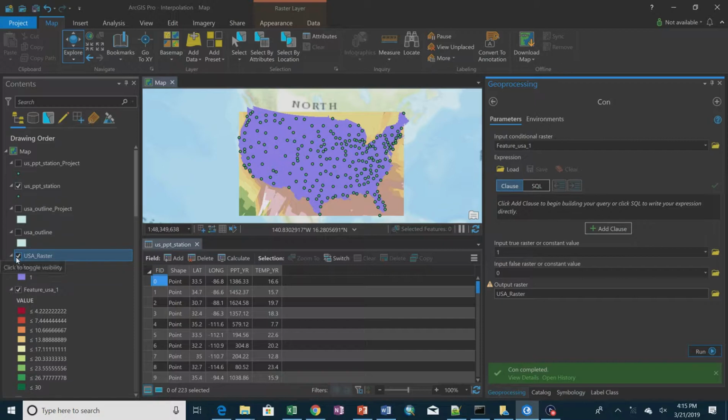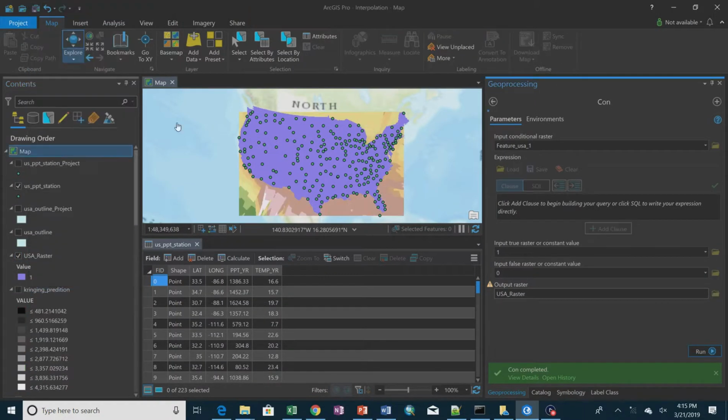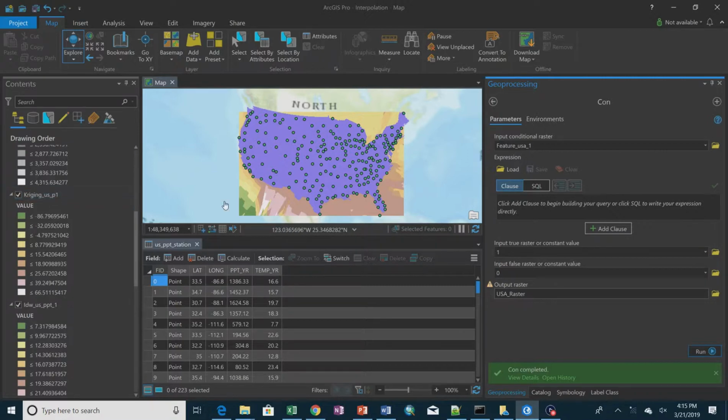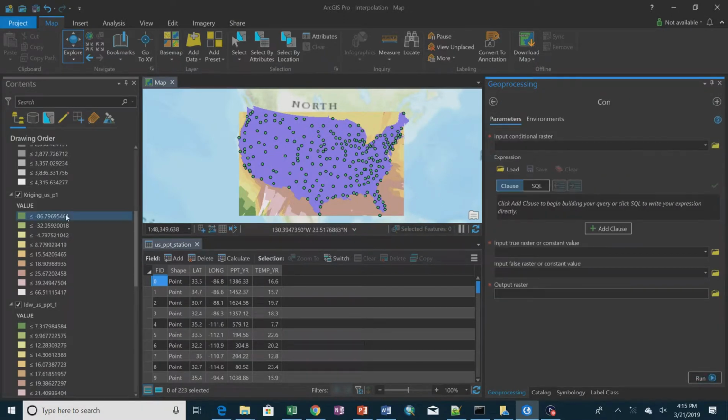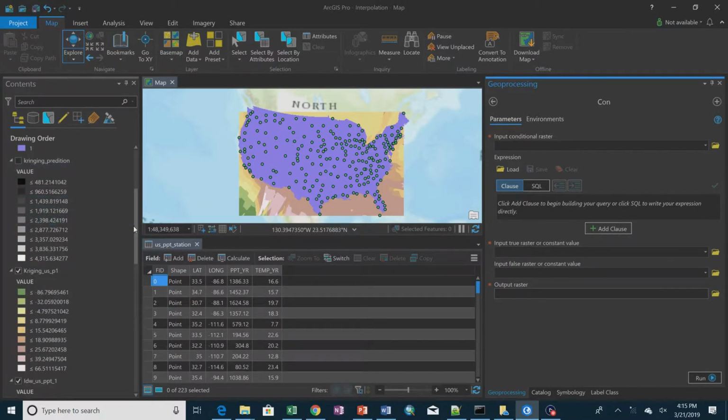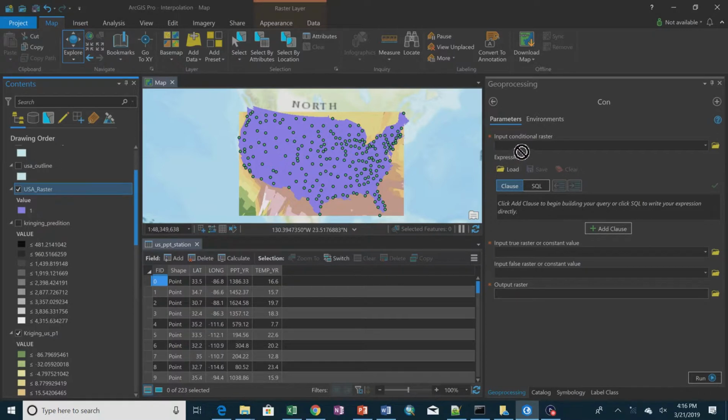All right, so what if I want, I'm going to delete this. What if I want to take this data set and use it to clip out this data set? Well, what tool could I run that will allow me to take the Kriging data set and turn all these values to no data? Actually, con will work. I mean, there's other ways that we could do it, but I could say if this data set exists, then give me the Kriging values, and if this data set doesn't exist, give me the non-existent values.